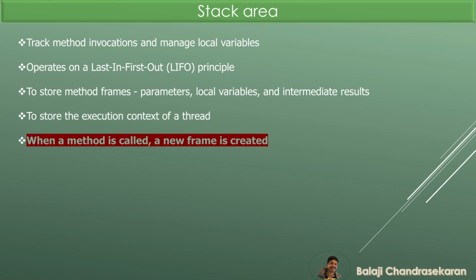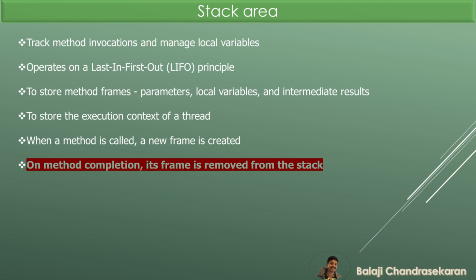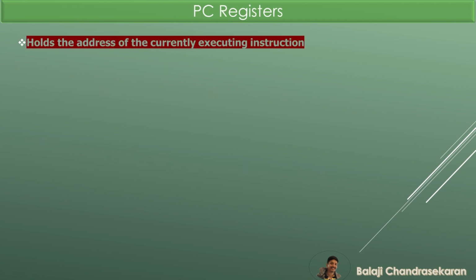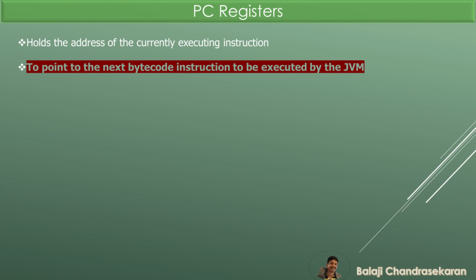When a method is called, a new frame is created on the stack to store the method's parameters and local variables. When the method completes, its frame is removed from the stack. The term PC registers typically refers to the program counter registers, which are part of the Java Virtual Machine (JVM) architecture. The program counter registers are responsible for keeping track of the current execution point within the bytecode of a method being executed. Each thread has a PC register, which holds the address of the currently executing instruction. The PC registers are used to point to the next bytecode instruction to be executed by the JVM.